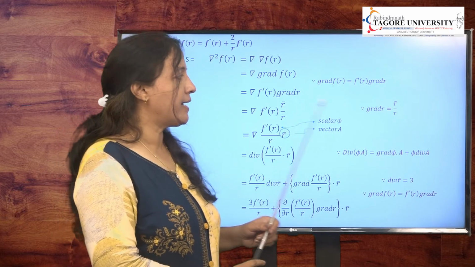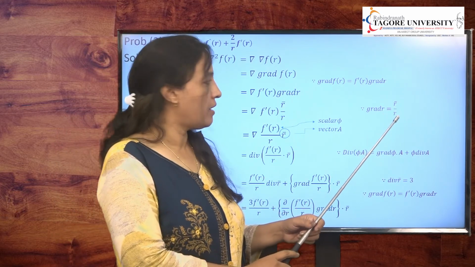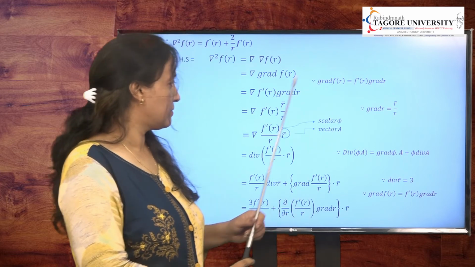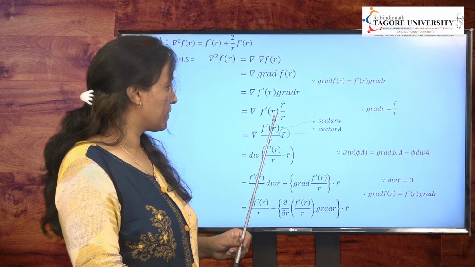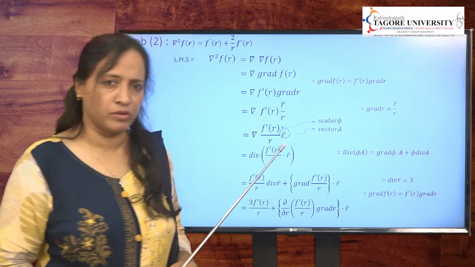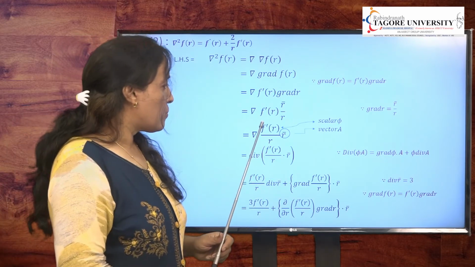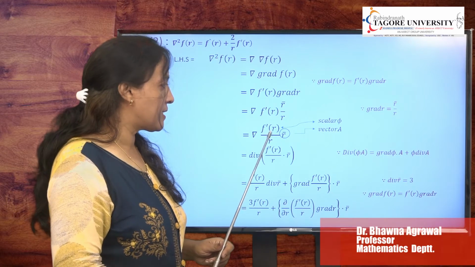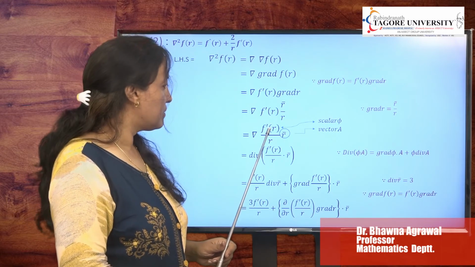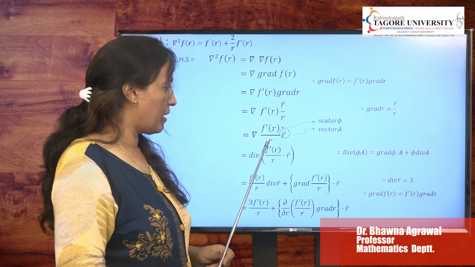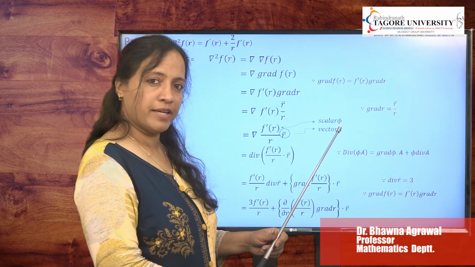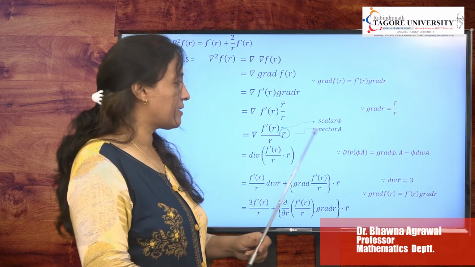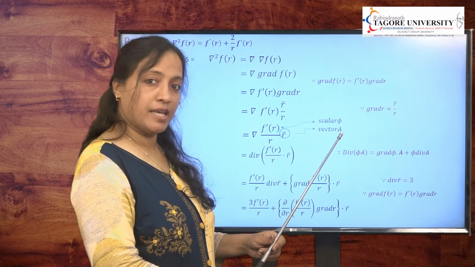Also we know grad r is vector r upon scalar r. Substitute the value, this we get. Here a point to be noted is that we get a product of scalar and vector. Scalar is f dash r by r. This whole thing is a scalar, take this as phi. And this r vector, take this as a.